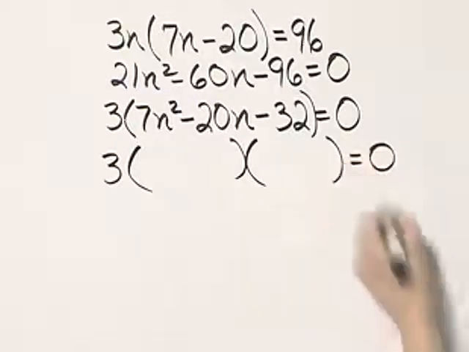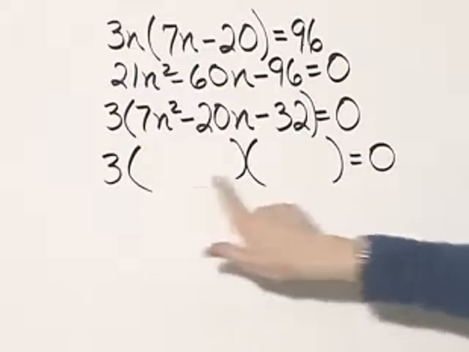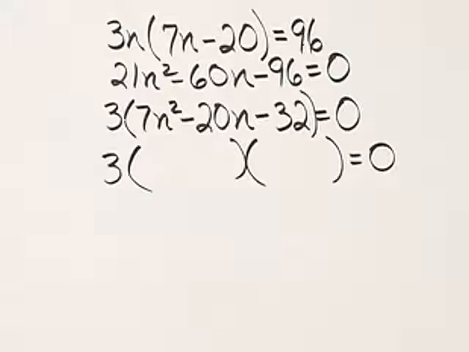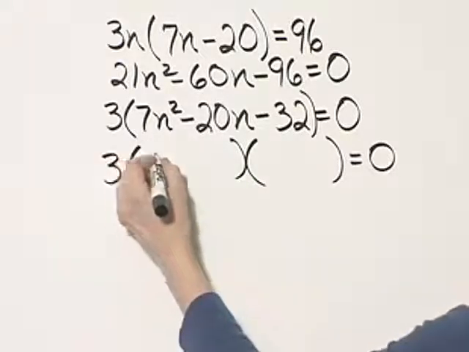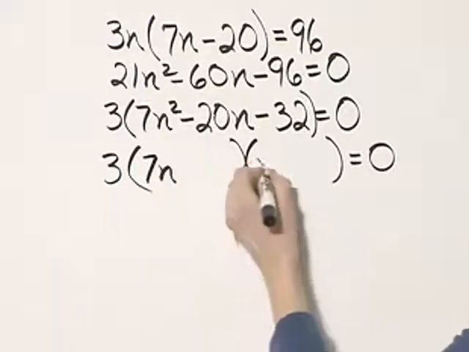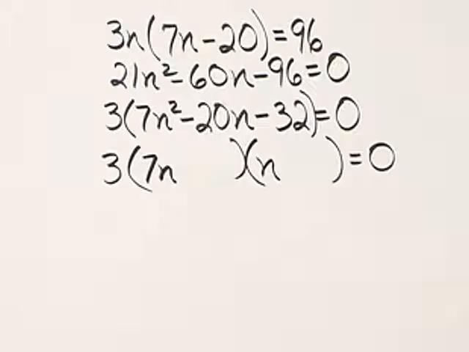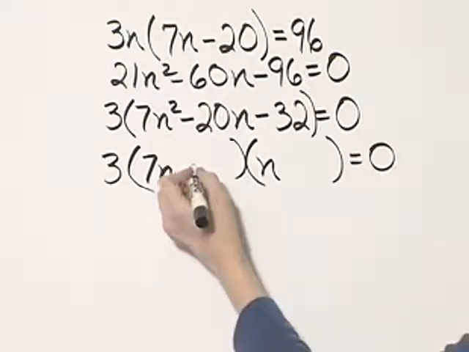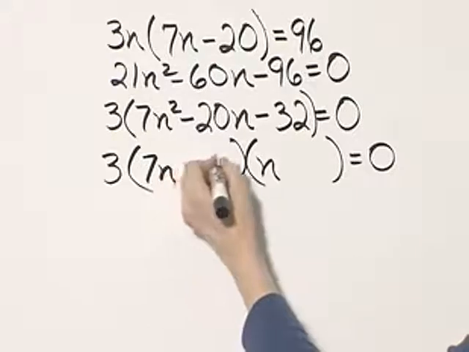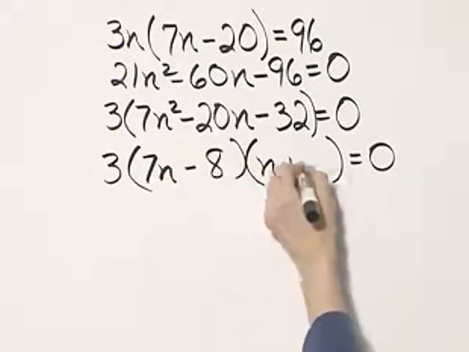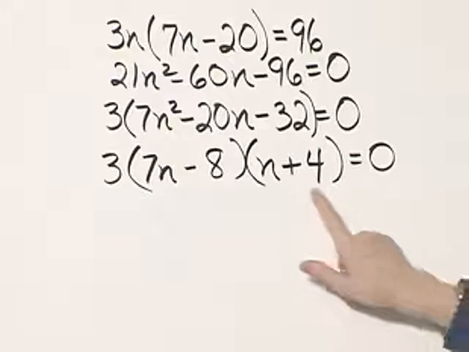And let's see if this trinomial factors as a binomial times a binomial. For 7n squared, I'll try 7n and n. And then for 32, negative 32, and I want a middle term of negative 20. What if I try negative 8 and positive 4? Let's see where that gets me.